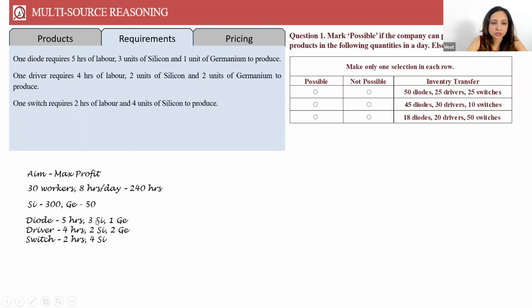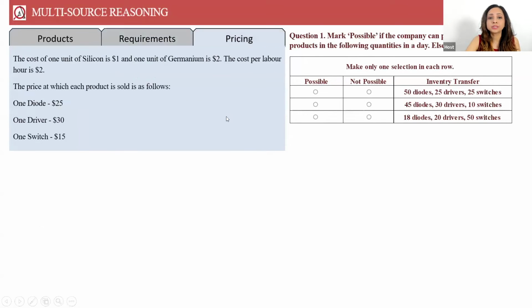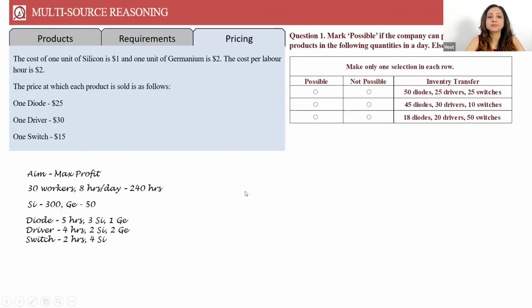So silicon also, 3 silicon, 2 silicon, 4 silicon. I know diode, driver, switch, right? And then 1 germanium, 2 germanium. So now this is all the information that was there in our tab 2. So now our tab 1 and tab 2 are done. Now we go on to our tab 3, and this is the data that we have figured out from tab 1 and tab 2. We'll stay on our tab 3 now.